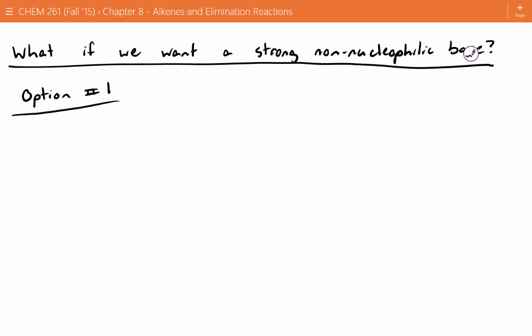Option number one, what might we use to our advantage if we want something to be a good base but not be a good nucleophile? I heard them both at the same time. So we'll start with sterics first. So use a super bulky base.